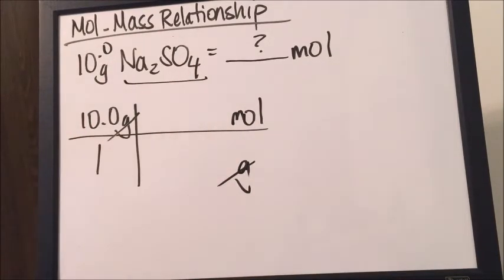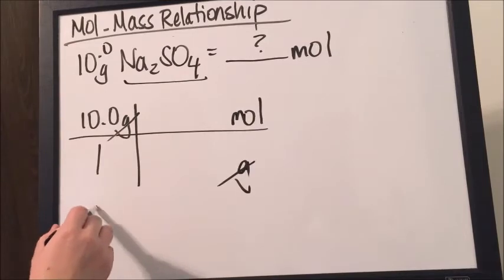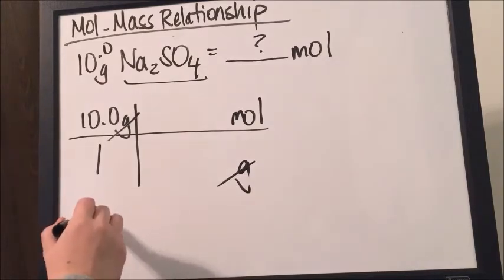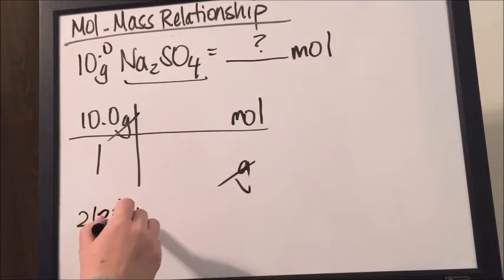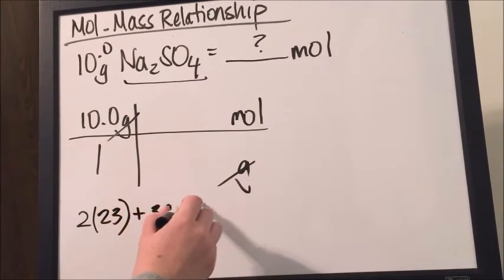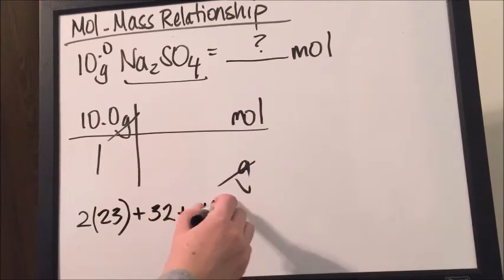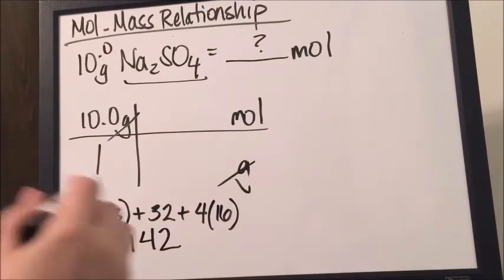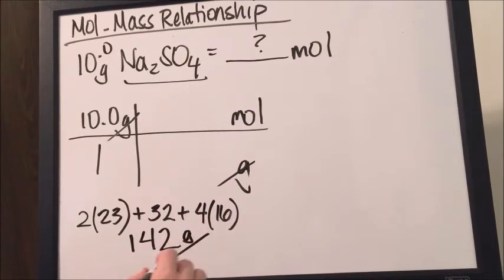So I'll jump down to the bottom. I have 2 sodiums whose mass is 23. I have 1 sulfur whose mass is 32, and I have 4 oxygens who each have a mass of 16. So I add all that up together. I believe that gives you 142. Again, it's grams per mole. 142 grams per 1 mole.